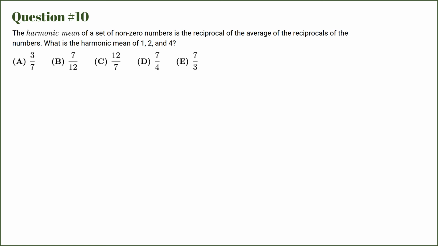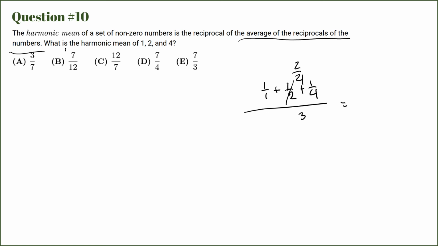So all we have to do is calculate this. So first of all, let's find the average of the reciprocals of the numbers. That will be 1 over 1 plus 1 over 2 plus 1 over 4, all over 3. That equals, 2 over 4, so that would be 7 over 4 over 3. And that equals 7 over 12. So that's the average of the reciprocals of the numbers. So the reciprocal of this would be 12 over 7, and that's C.